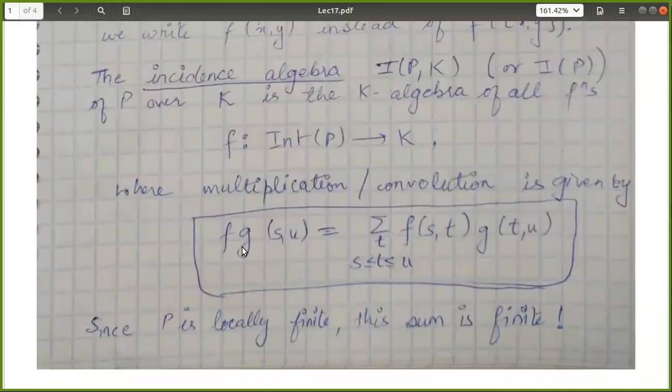So fg(s,u) is defined to be the sum of these products f(s,t) g(t,u), where t belongs to the closed interval [s,u]. As I already said, since P is locally finite, there are finitely many t's which lie in the range of s and u, and thus this particular sum is also finite. So it makes sense to define fg, the convolution of these two functions, in this manner.